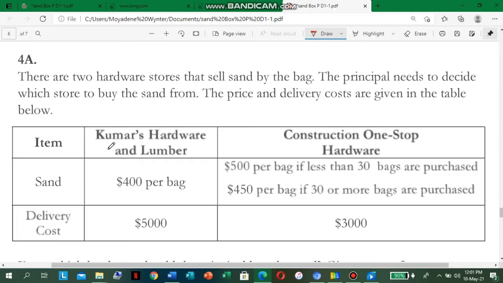Now let us look at Construction One Stop Hardware. They are selling their sand for $500 per bag if less than 30 bags are purchased. So if you purchase less than 30 bags, you get it for $500 per bag. But if you purchase 30 or more bags, you get it for $450 per bag. And their delivery cost is $3,000.